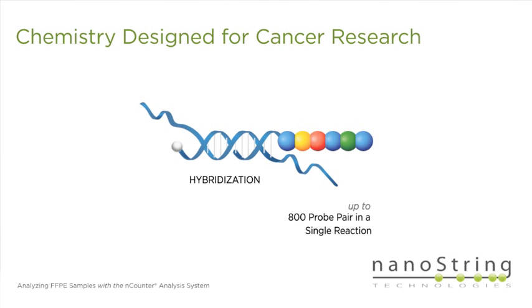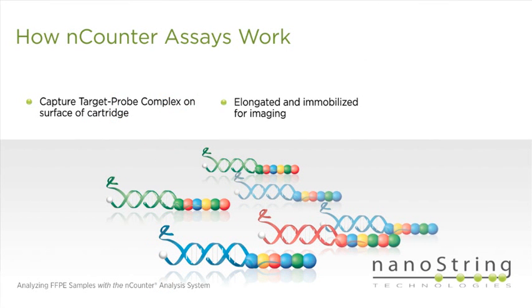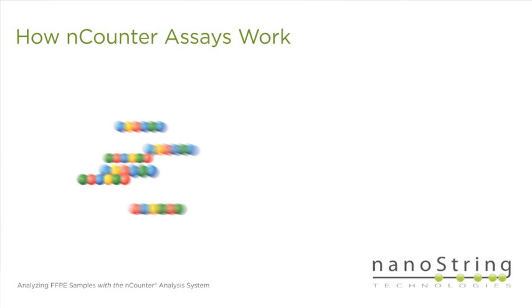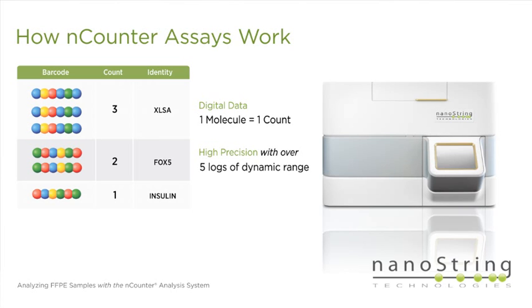Up to 800 targets can be hybridized in a single reaction tube. The hybridized complexes are then purified via an automated liquid handling robot called the prep station and bound to a streptavidin surface for imaging. The purified hybridized molecules are then elongated and immobilized in order to read the barcode by the digital analyzer. The scanner then digitally counts the number of barcodes hybridized to a single RNA or DNA molecule for each target. Again, note there is no amplification, and therefore a single molecule equals 1 counted barcode. The nature of the digital data allows us to maintain high precision and sensitivity over a large dynamic range.